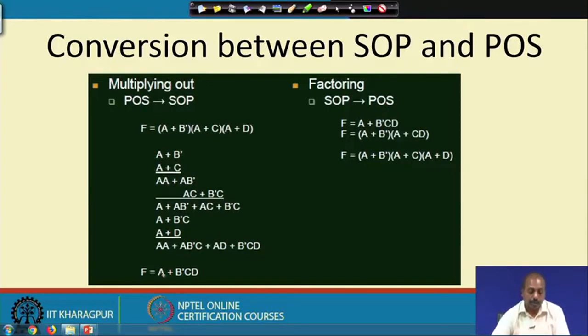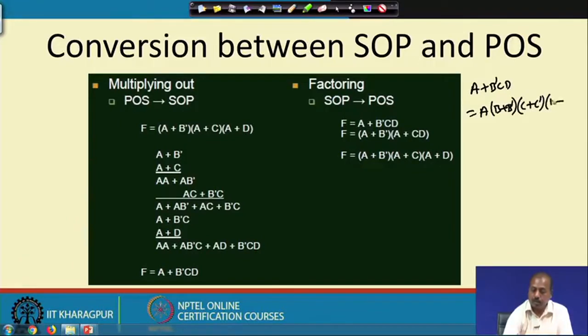So, to convert to canonical form, you have to do it again. Like say a plus b bar c d. If you want to convert, you have to write it as a into b plus b bar into c plus c bar into d plus d bar, plus a plus a bar for the second term, a plus a bar into b bar c d. Now, if you just go on multiplying this, you will get the canonical sum of product form.